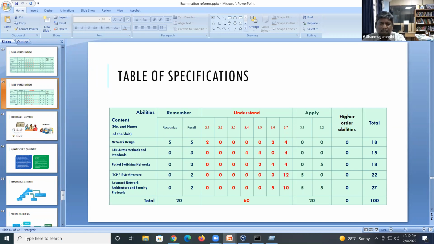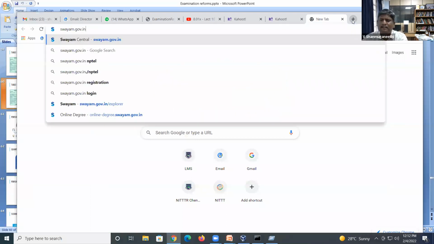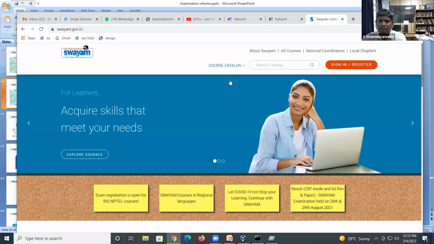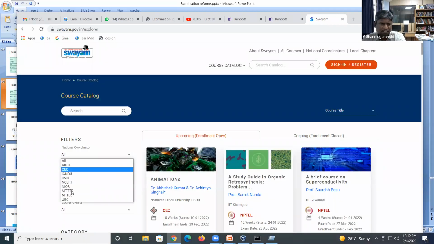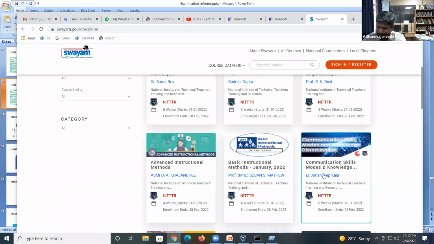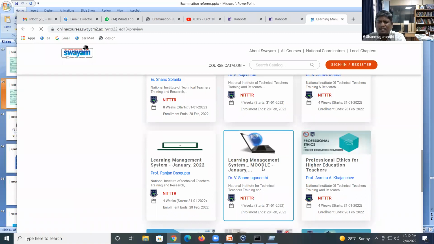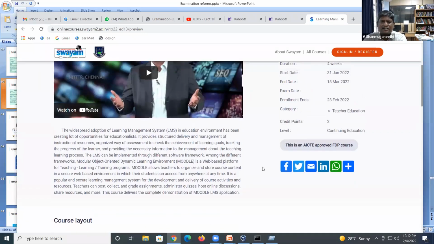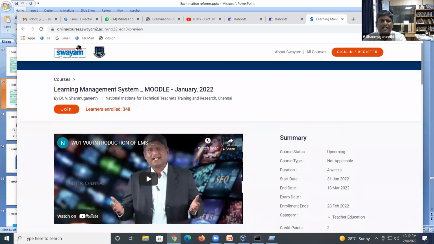I will show you. If you're really interested, you can go to swayam.gov.in. There are different NITTTR courses there. If you want to learn about a learning management system, LMS, you can enroll in this course. You can learn how Moodle LMS can be used, and I have also given some sample LMS, like the Namio LMS. Please join this course and you can have an LMS.